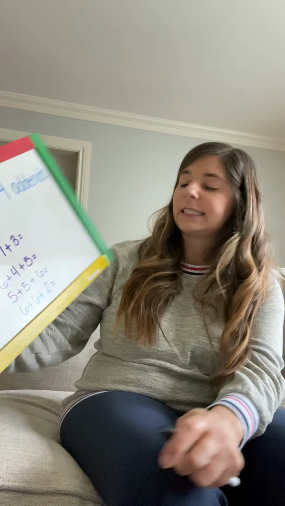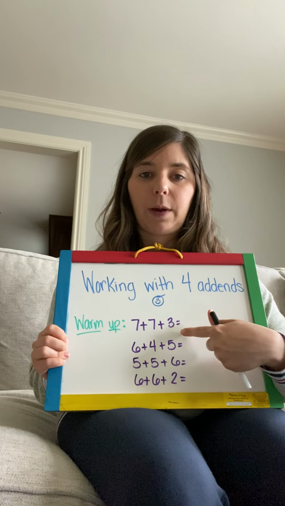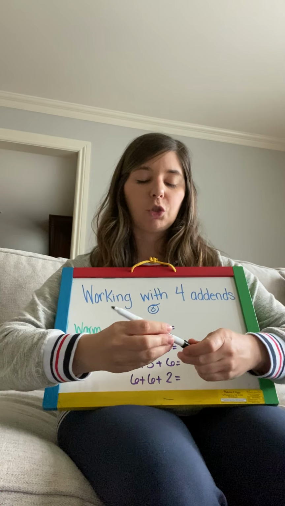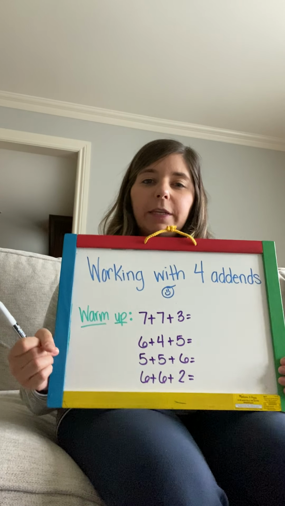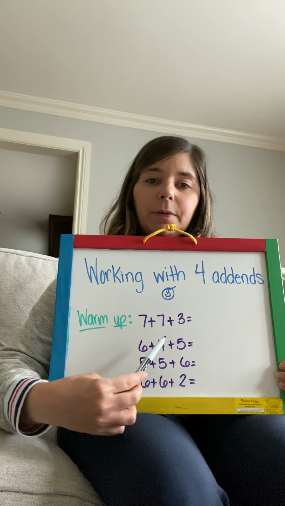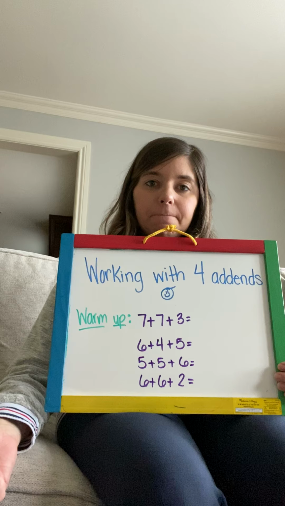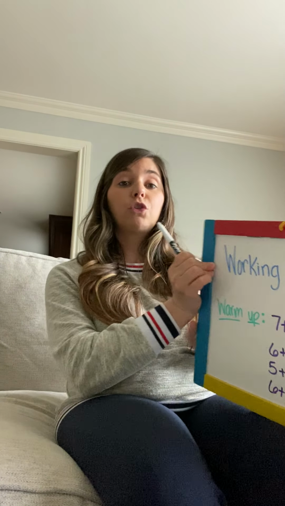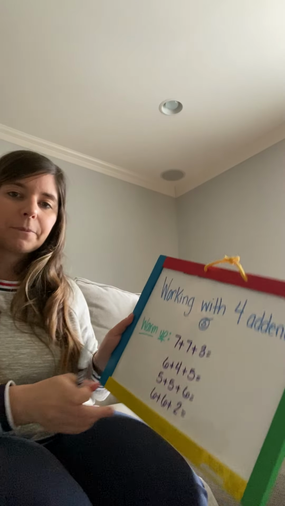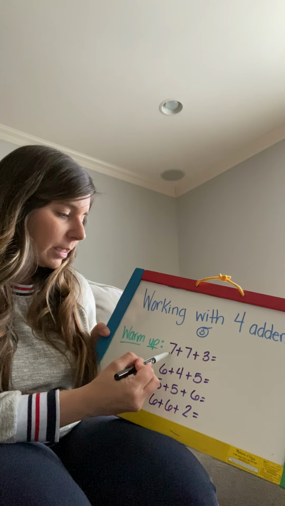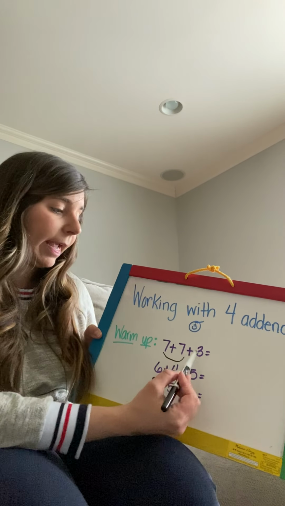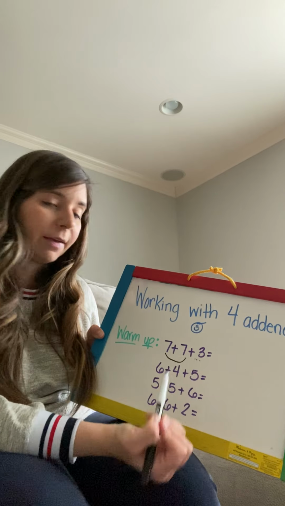So the first one I have is 7 plus 7 plus 3, okay? I want you to think about what numbers you would put together. What strategy are you going to use to add 7 plus 7 plus 3? The way I see it is I would have 2 choices. I could use my doubles fact. So 7 and 7 is 14, and then count 3 more, 15, 16, 17.